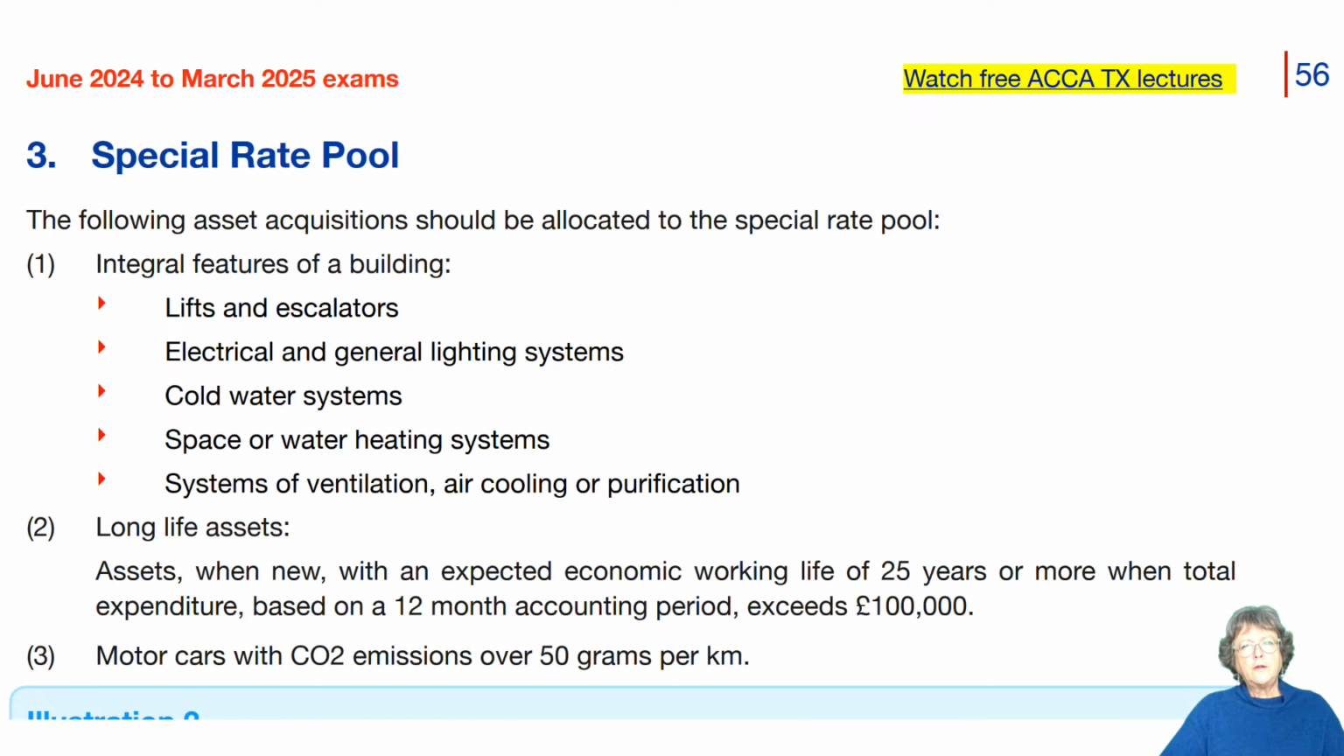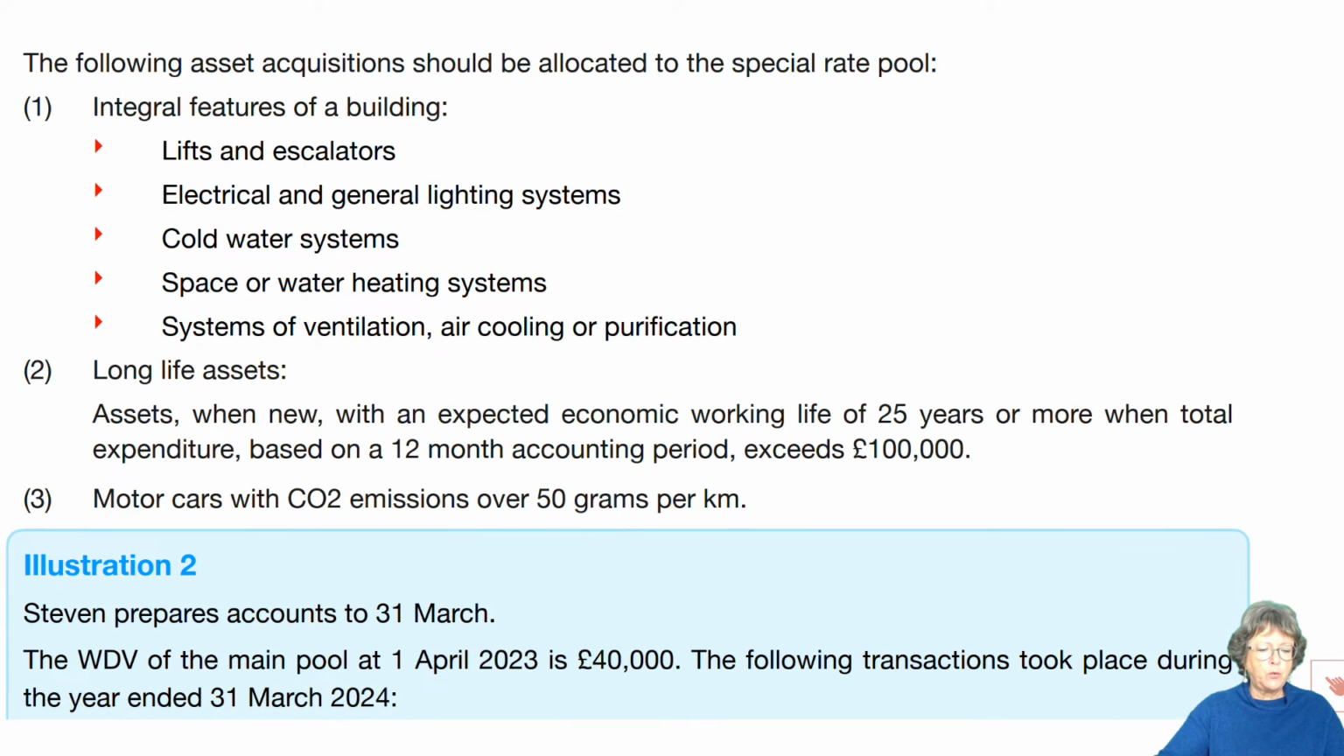So having looked at the written down allowance for the main pool, we need to look at the special rate pool. So certain assets go into the special rate pool. They are listed here: lifts and escalators, electrical and general lighting systems, cold water systems, space and water heating systems, systems of ventilation, air cooling and purification. You'll recognise those whenever they are in the question.